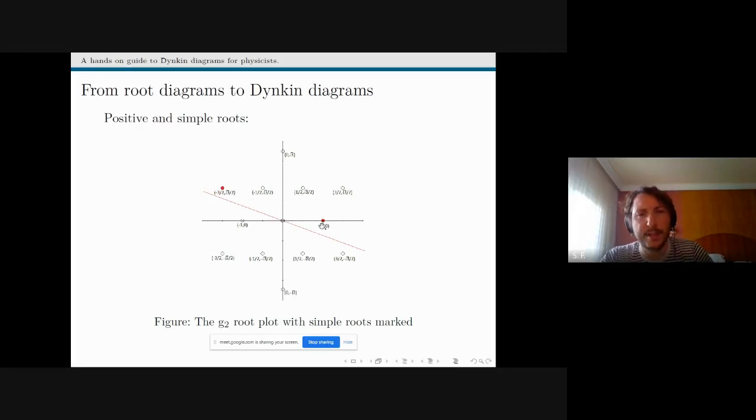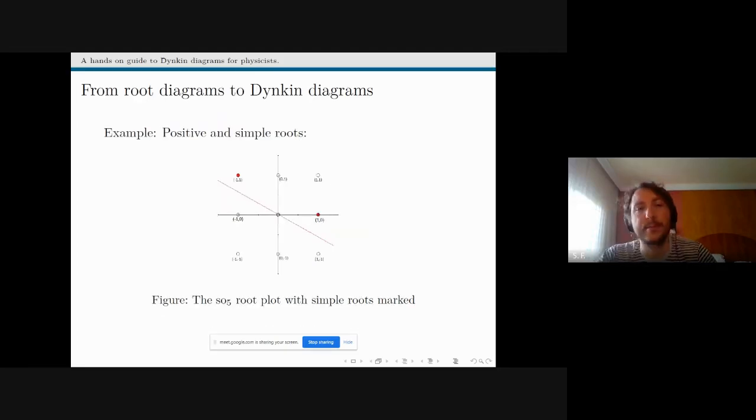And each diagram is characterized by the length of these roots and the angle between them. So what you'll see is in this G2 diagram, this root is longer than this root. The length of this root vector is shorter than the length of this root vector. And the angle between them is 150 degrees. And those 2 pieces of information characterize this root diagram. So let's have a look at another example. This is the SO5 root plot that we saw earlier. And again, this has 2 simple roots.